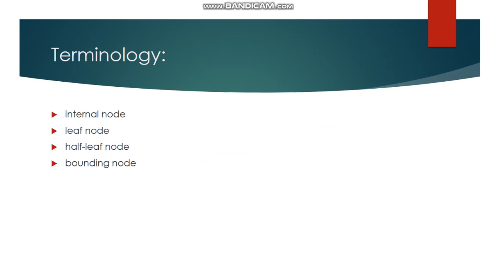Now we will look at terminology of T-tree. Nodes with two subtrees are called internal nodes. Nodes without subtrees are called leaf nodes, and nodes with only one subtree are called half-leaf nodes. A node is called bounding node for a value if the value is between the node's current minimum and maximum value.